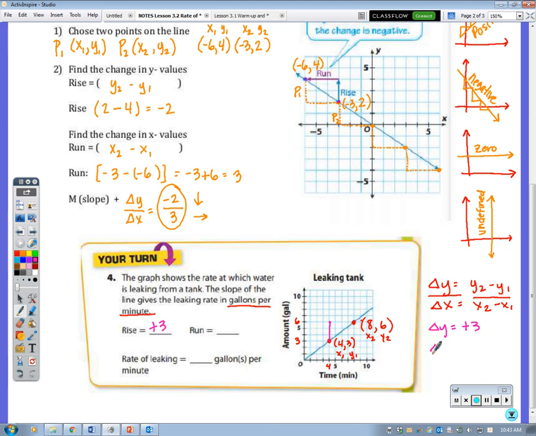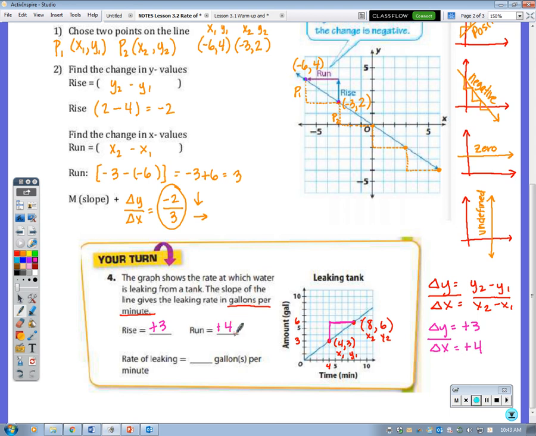And then our change in x, if we count our run, we're going to go horizontal. From here to here is 1, 2, 3, 4, which makes sense with our point values. Difference of 8 minus 4 would be 4. So that is our plus 4.